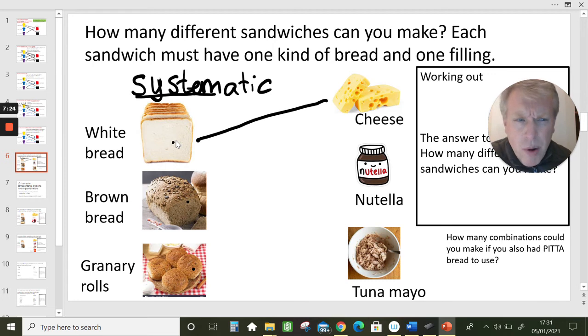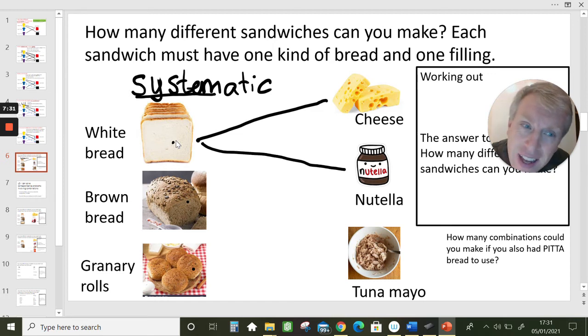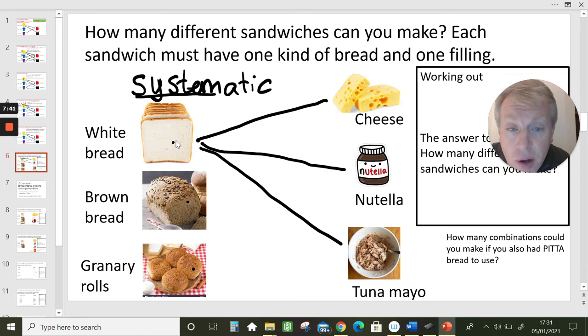Shall we go straight down to brown bread? No. Keep going. Find all the possibilities for the white bread. White bread and Nutella. I'm sure none of you like Nutella, but hey ho. Just joking. So white bread and cheese, white bread and Nutella, white bread and tuna mayo. How many combinations for white bread? 3, because there's white bread and 3 different fillings. 1, 2, 3. 3. What will it be with the brown bread?